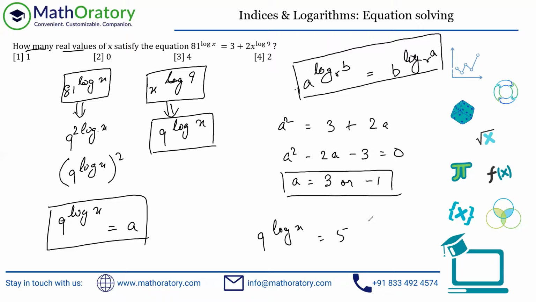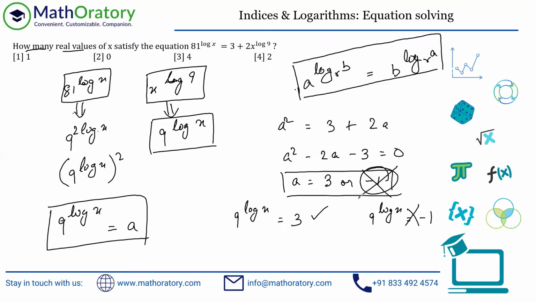But you cannot have the output as minus 1. By the way, this is the solution we are getting for 9 raised to log x. So 9 raised to log x could be 3. This is feasible. But 9 raised to log x cannot be equal to minus 1. This is never possible. So we can discard that solution. So this is not a possible solution.